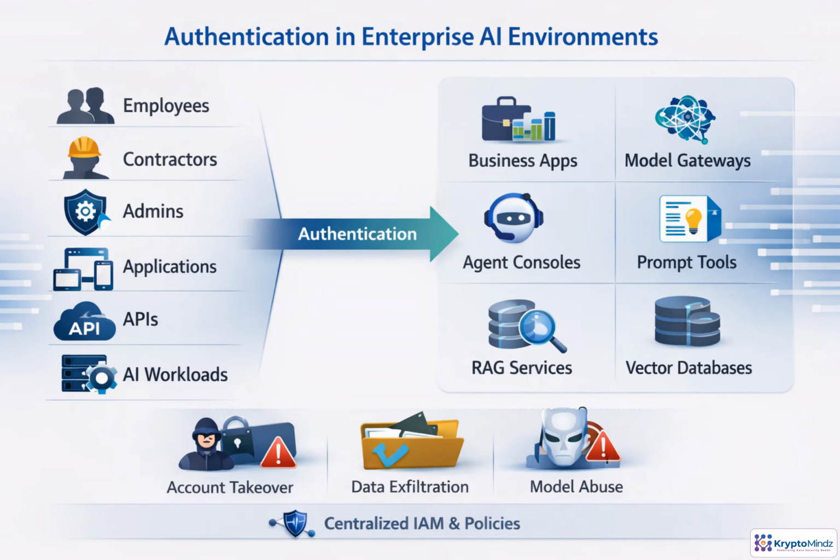Authentication in enterprise AI is not limited to employees signing into business apps. Admins, developers, APIs, service accounts, agents, and workloads all need to prove who they are. That check happens before high-value actions like submitting prompts, invoking models, accessing datasets, or running tools. If authentication is weak, attackers can take over accounts, abuse models, or extract data. Strong programs centralize authentication through IAM, apply consistent policy, and make every event observable.